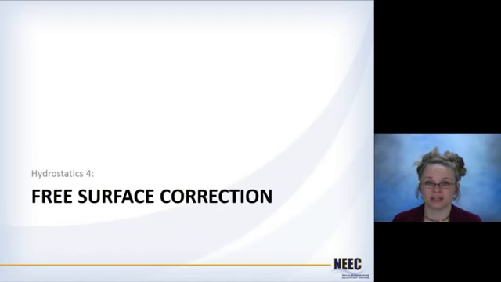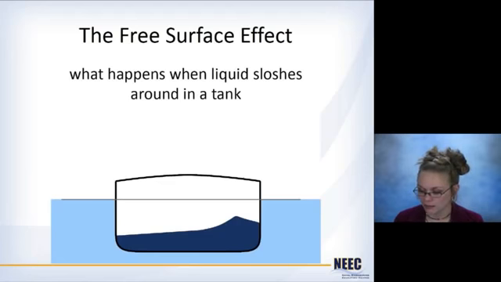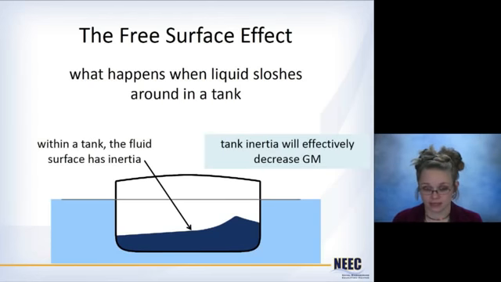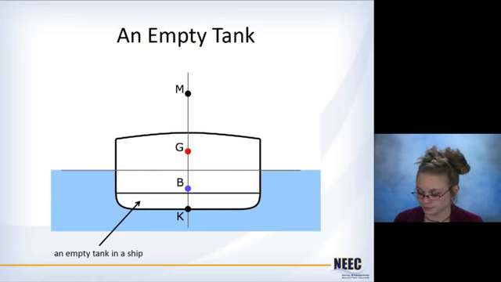So as I mentioned, one of the big things that I want to cover today is the free surface correction. And what I mean by that is this. You have a tank in this ship, and it has some liquid in it. The tank is not mostly full, it's not mostly empty, so the liquid is free to slosh around. Within the tank, the surface of that liquid has some inertia, and that inertia is going to effectively decrease GM, which means that it's going to effectively make your ship less stable.